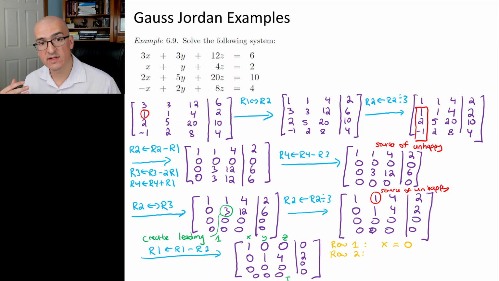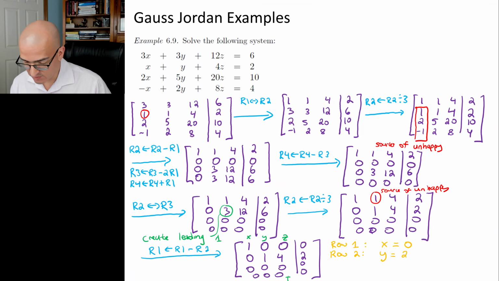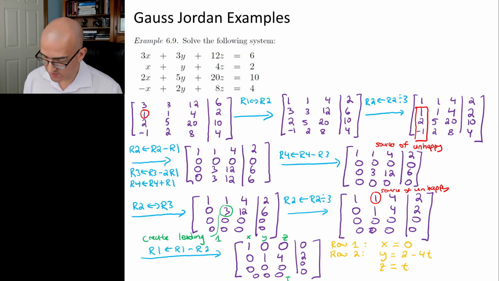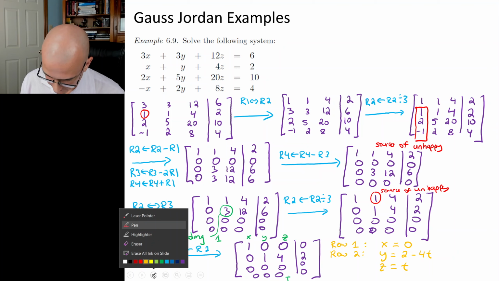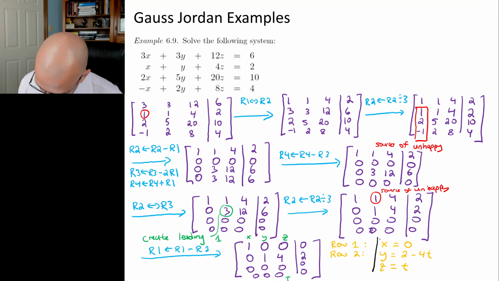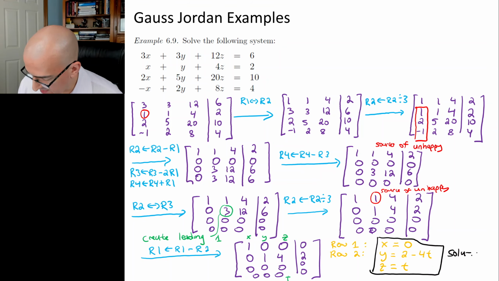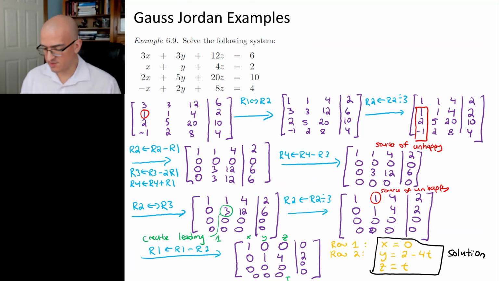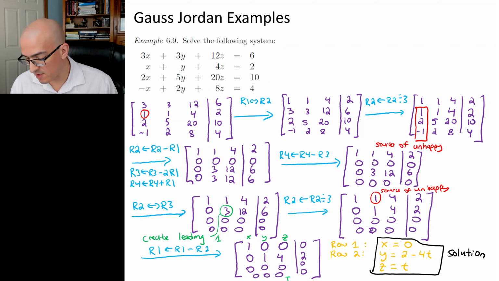But z is a parameter column. It's t. So y plus 4t is equal to 2. And that means that y is equal to 2 minus 4t. And since z is a parameter column, z is equal to t. So that's our solution. I just don't have space to write it in vector format, as x, y, z is equal to 0, 2 minus 4t, t.